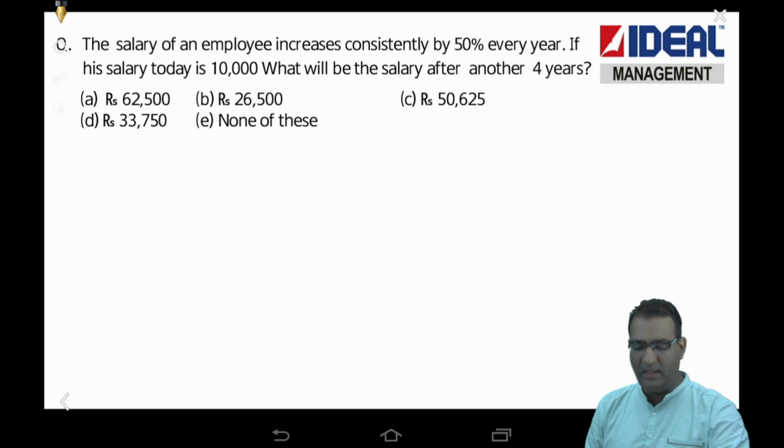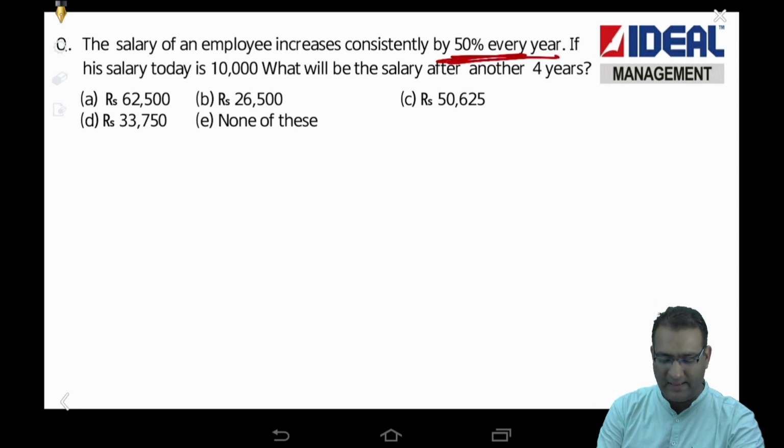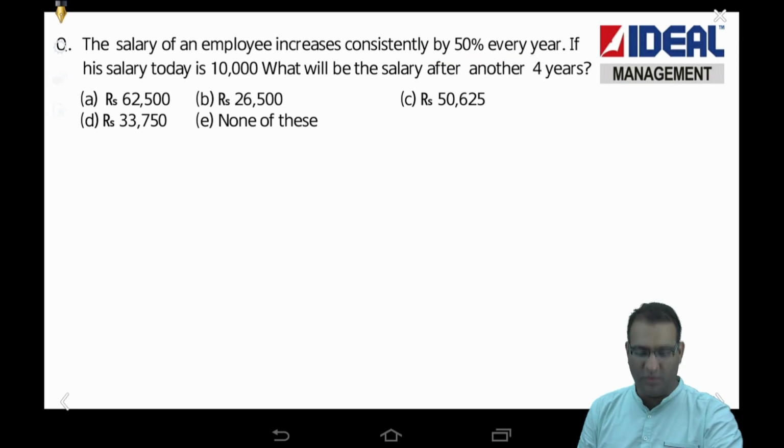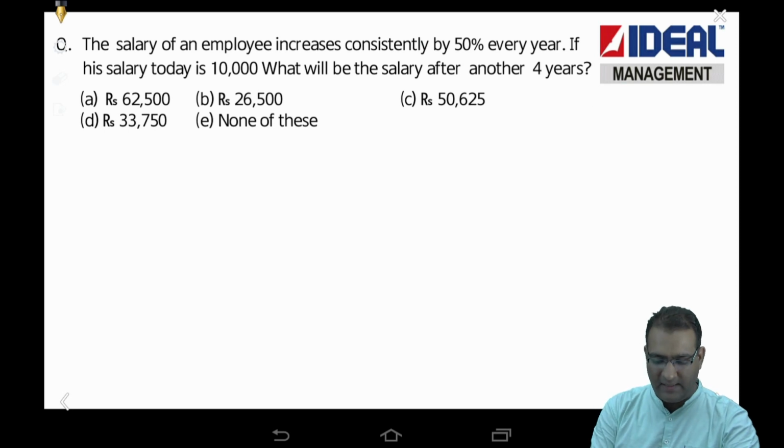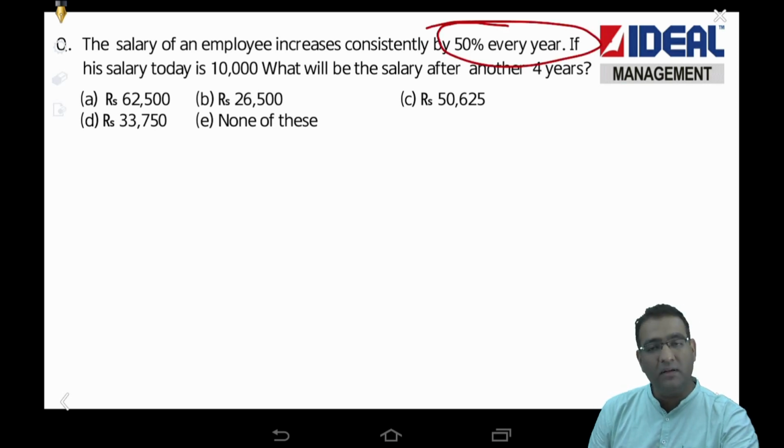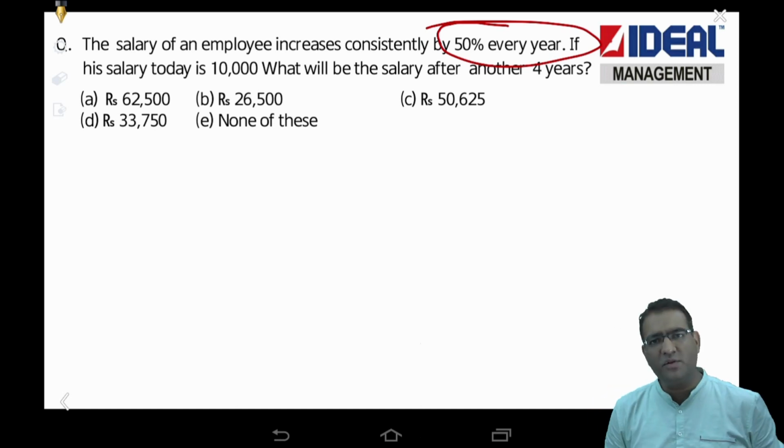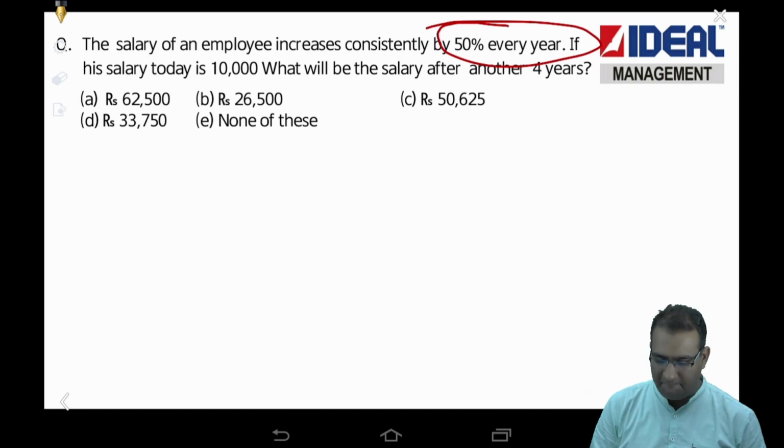A lot of people will say this is compound interest का question, right, but this is nothing but successive percentage increase. So I have taken it in percentage only. The salary of an employee increases consistently 50% every year. His salary today is 10,000. So I'll tell you 2-3 different ways of solving it. Again, we don't have to write anything.